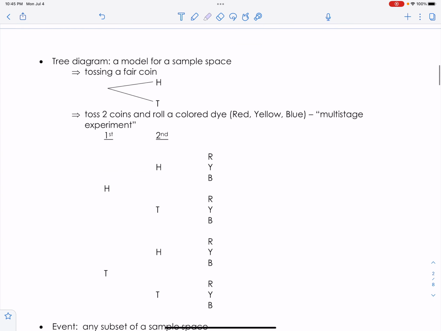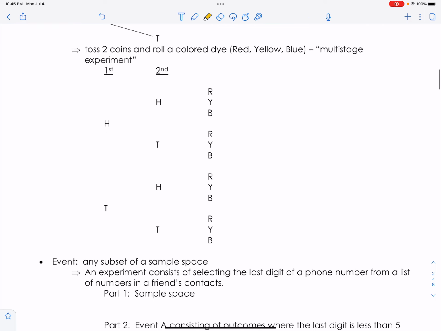So some more definitions. We've got tree diagram. A tree diagram is just a visual representation of the sample space. It's a model. So I've got a tree diagram there for tossing a coin. Heads or tails would be the possible outcomes. Let's look at something a little bit more complex: tossing 2 coins and rolling a colored die. We're going to look a lot more at our multi-step experiments in 9.2. However, right now we're just looking at this idea of a tree diagram.